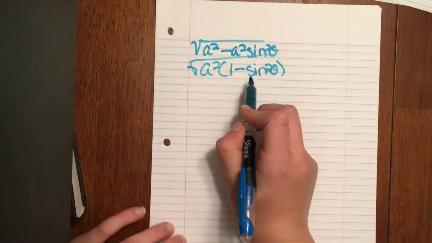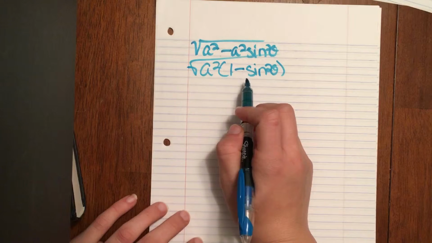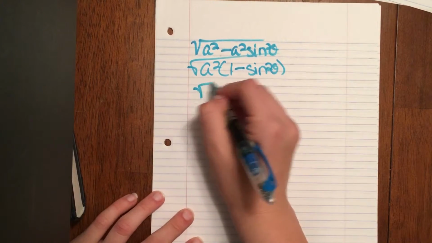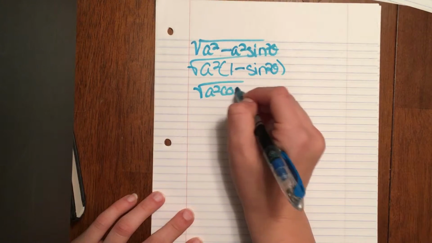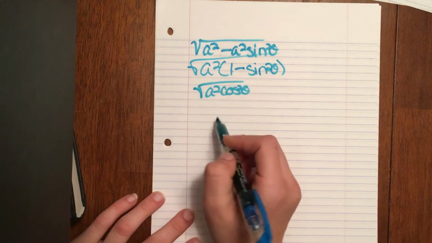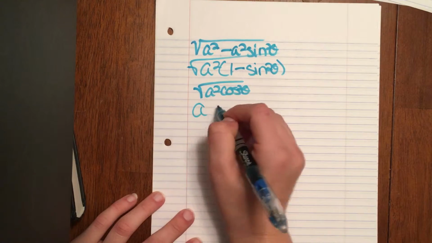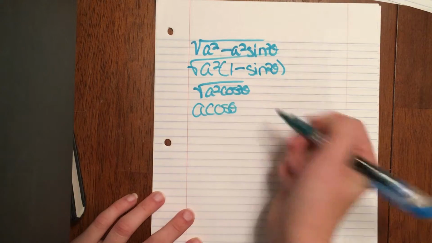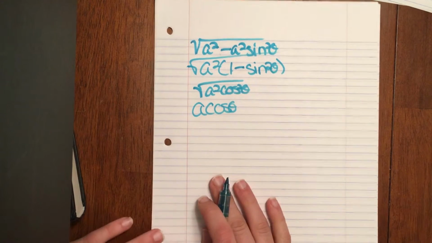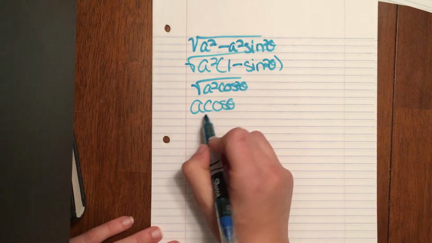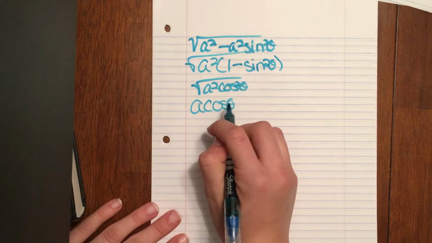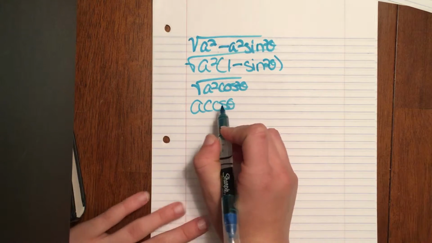Now we know that this is a Pythagorean identity, which says that that equals cos squared theta. So let's rewrite that as a squared cos squared theta. And now we can take the square root of this to get rid of our radical, and we have a cos theta. Okay. So now let's go ahead and use this and put it back into our integral.